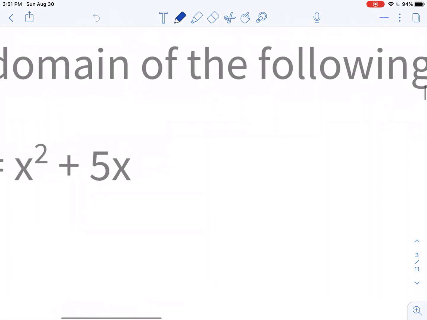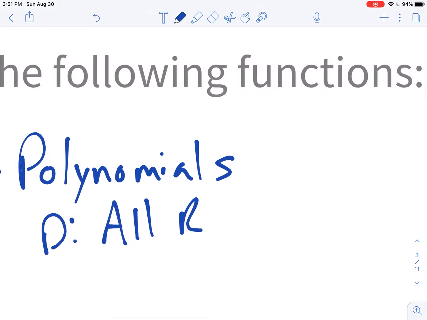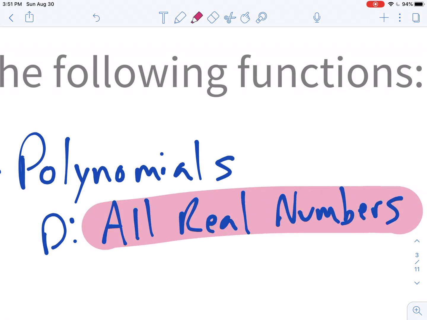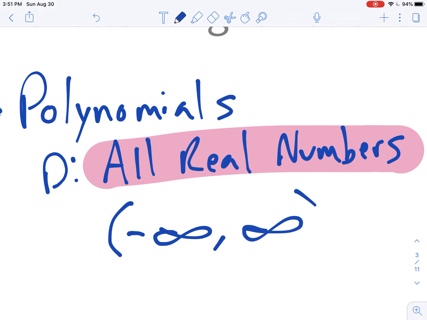Our first example here is a polynomial, and we're going to be looking at these all the time. With polynomial functions, your domain is always all real numbers. And there's a number of ways that we can write this and be correct. I am not going to be a stickler with how you write your domains. My biggest concern is that you get your domains correct. So if you write out that all real numbers is the domain for a polynomial, you'll get full credit. You can also write it like this, where you do negative infinity to infinity.